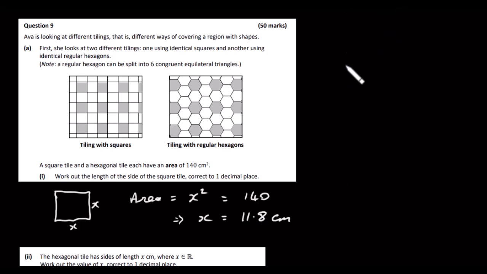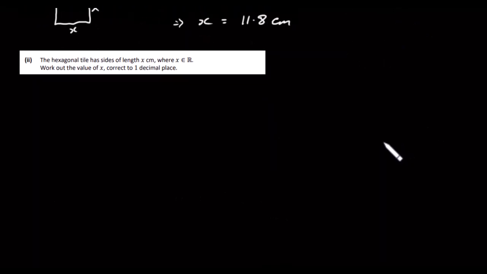Okay, so let's have a look at part 2 of this part. The hexagonal tile has sides of length x, where x is an element of the real numbers. Work out the value of x correct to 1 decimal place. They've given us a little diagram here showing how the hexagon can be broken up into 6 congruent triangles. Each of these triangles is equilateral, so the angles are 60, 60, and 60. There are a couple of ways of doing this. The first way I'm going to do it is using half ab sine C.